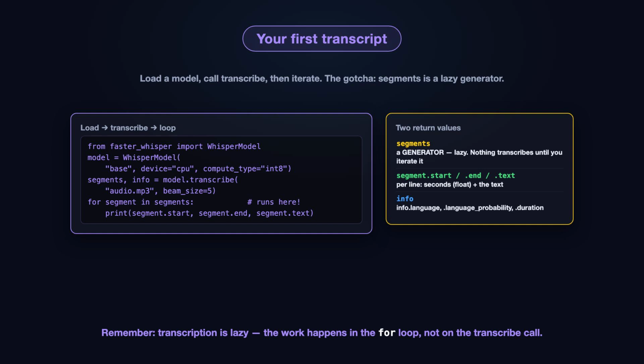Each segment object gives you .start, .end, and .text, where start and end are times in seconds, as floats. The info object, which comes back immediately, carries info.language, info.language_probability, and info.duration, so you get automatic language detection and the audio length for free, before you have even looped. Print segment.start, segment.end, and segment.text inside that loop and you have a working timestamped transcript.